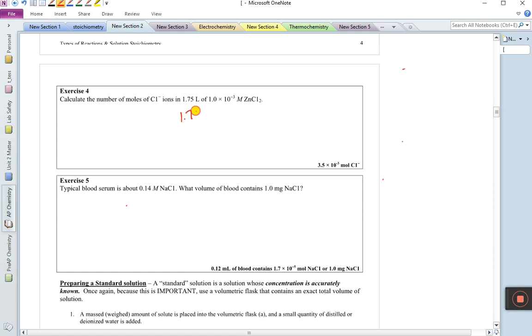So in this case, we'd have to start with 1.75 liters of zinc chloride solution. It's 1 times 10 to the minus 3 molar, which means 1 liter of zinc chloride has 1 times 10 to the minus 3 moles of zinc chloride. But in this case, it's not asking me about my compound, it's asking me about the chloride ion. And for every 1 mole of zinc chloride, I have 2 moles of chloride. So just go one more step.